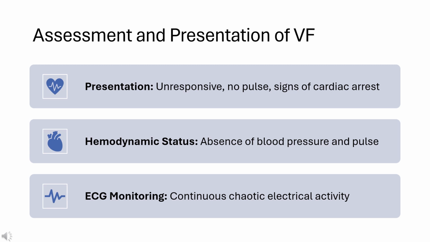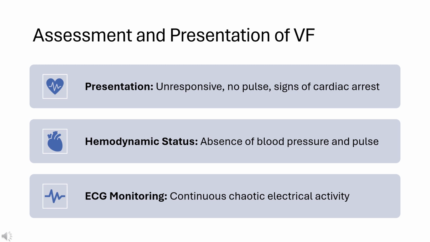Remember, the key thing to remember with VFib is to defib. For VFib, you defib. Okay? Defibrillation involves delivering an electrical shock to the heart to depolarize the myocardial cells simultaneously. This aims to stop the chaotic activity and allow the heart's natural pacemaker to reestablish a normal rhythm. The effectiveness of defibrillation decreases with time, making it critical to minimize any delay.